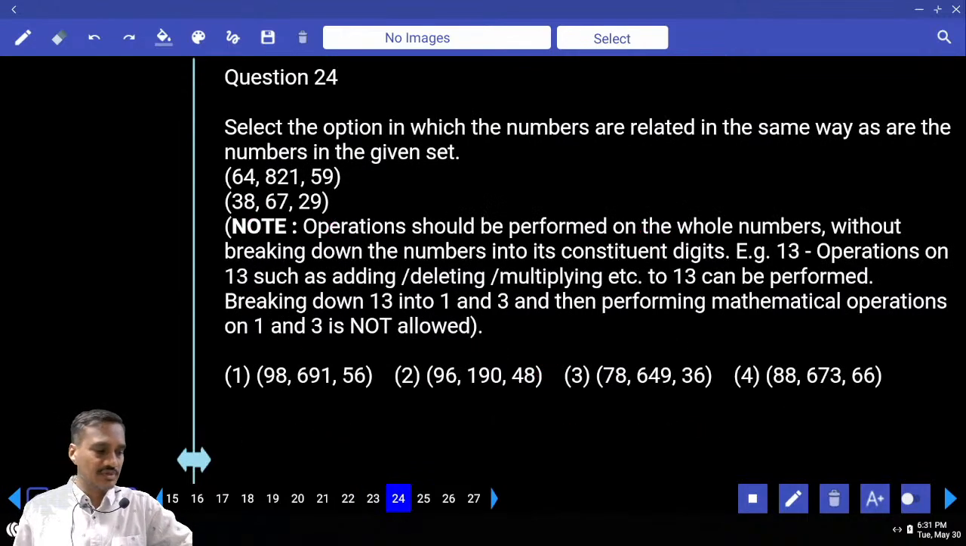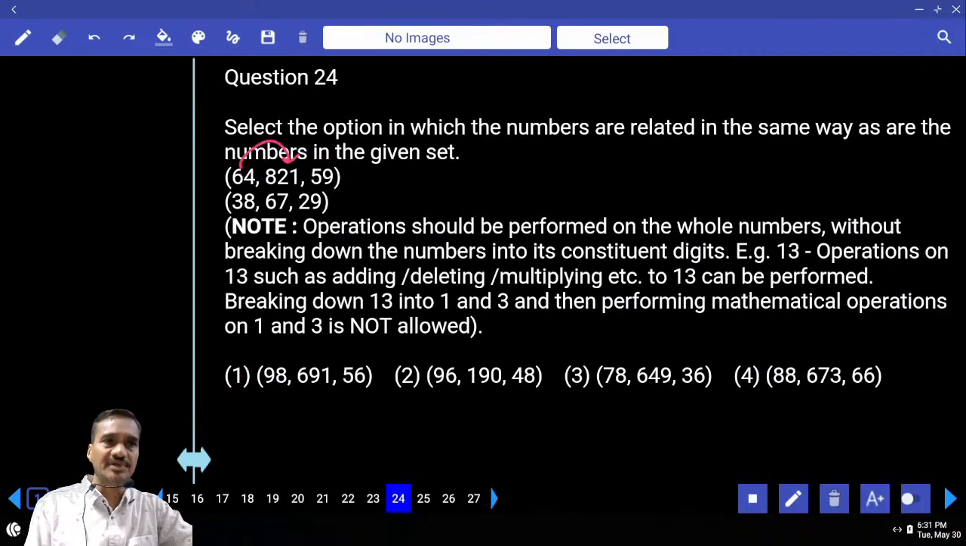Then the 24th one. Tell me how many of you got this one. 64 and 59. What is your answer here, 64 plus 59? Now 98 into 2 is 196. And 96 into 2, 78 into 2, 88 into 2. Hence, what is your answer? Choice 1.